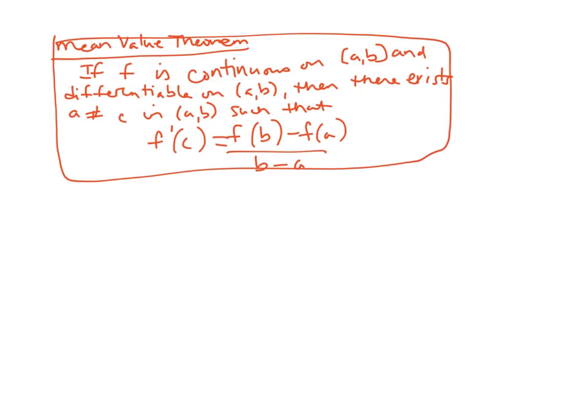So the second theorem is the mean value theorem. Actually, the mean value theorem is a more general version of Rolle's theorem. Rolle's theorem is a specific example of the mean value theorem. So we have the same conditions. We need our function to be continuous and differentiable. What this is going to tell us is that there is a value c where the derivative is equal to the average slope. So basically what's going on here is this f prime of c is going to be the slope of the tangent line.